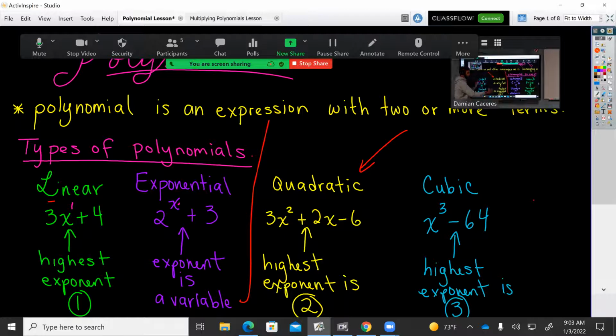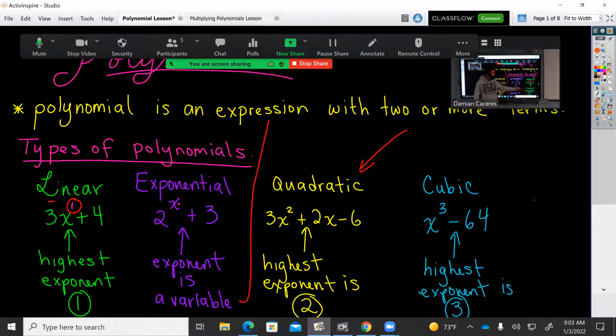Now some of this we're going to jump over because we already collected like terms on 3 different lessons this year. We don't need to do it a 4th time. So we will jump straight into multiplying polynomials, which has to do with your exponent rules that you learned before the break. So first of all, let's just quickly glance at the linear functions.